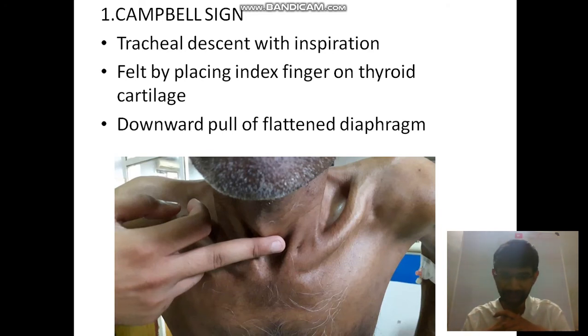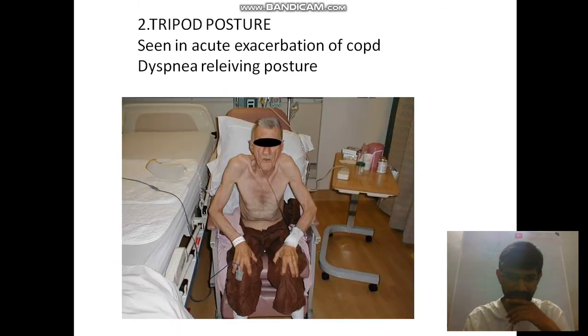Okay. Coming to the next sign, that is tripod posture, a very famous picture of a person sitting in a tripod posture, which all the medicos know. As you can see here, the person is leaning forward, keeping his hands over the knees and fixing his shoulder girdle. So why does he do that? It's also known as dyspnea relieving posture, usually seen in patients of acute exacerbation of COPD and seen in multiple other respiratory conditions, but mainly seen in COPD.